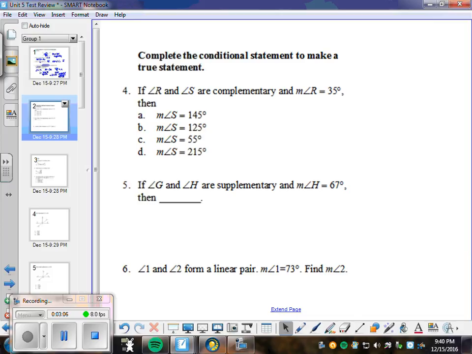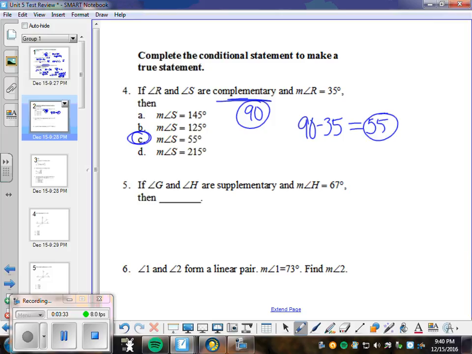Number 4, complete these statements. If R and S are complementary and angle R is 35, then what is angle S? Complementary means they add up to 90. So I'm going to say 90 minus 35 gives us the answer, which will be 55. So the answer would be C. Be very careful here. Complementary is 90, okay? 90 minus the 35 gives us 55.